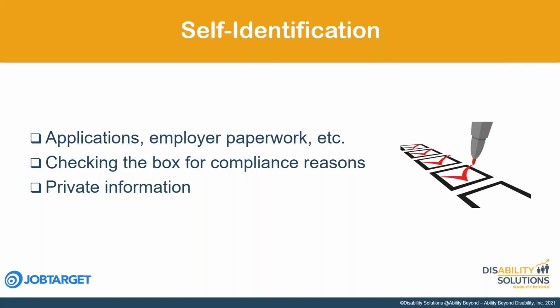So the first we have is self-identification, again, or self-ID. Self-identification is when employers ask applicants or employees to check the box that they have a disability. The options are yes, no, or I do not wish to answer. Self-identification is much less public than the next 2. And as with all of these, self-identifying or self-disclosing as a person with a disability is a personal choice.